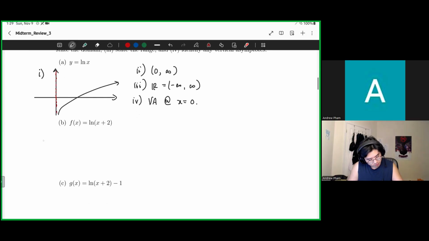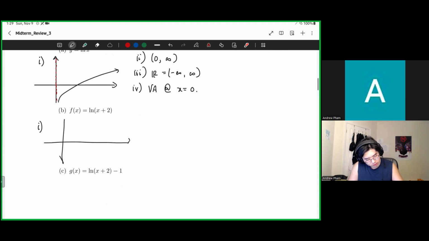Good. Number 2, for letter B, I have my sketch right here. Let's see what I have to analyze first. So I have ln of x plus 2. So I'm shifting left 2 units. That means my vertical asymptote will be shifted over 2 units as well. So x equals minus 2 is a vertical asymptote.